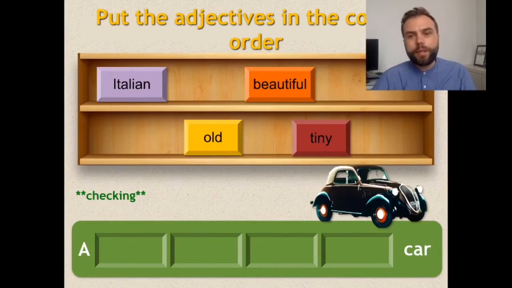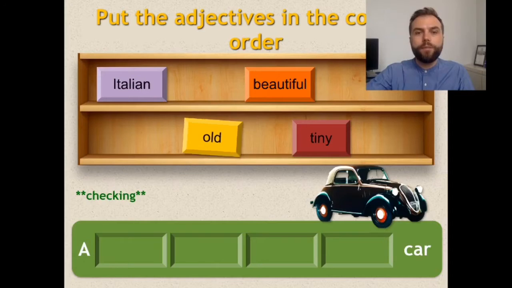This is like a gap fill, and what I want you to do is put the adjectives in the correct order. You can see here the picture is a black car, and the sentence is a something, something, something, something car. So there's 4 adjectives here. The reason for this is a checking stage for the previous slide where we introduced the adjective order. Let's have a look.